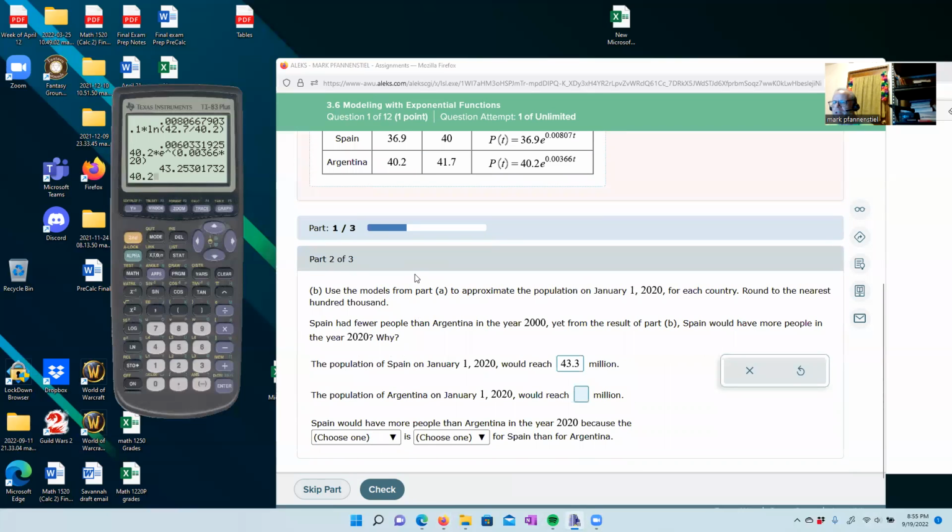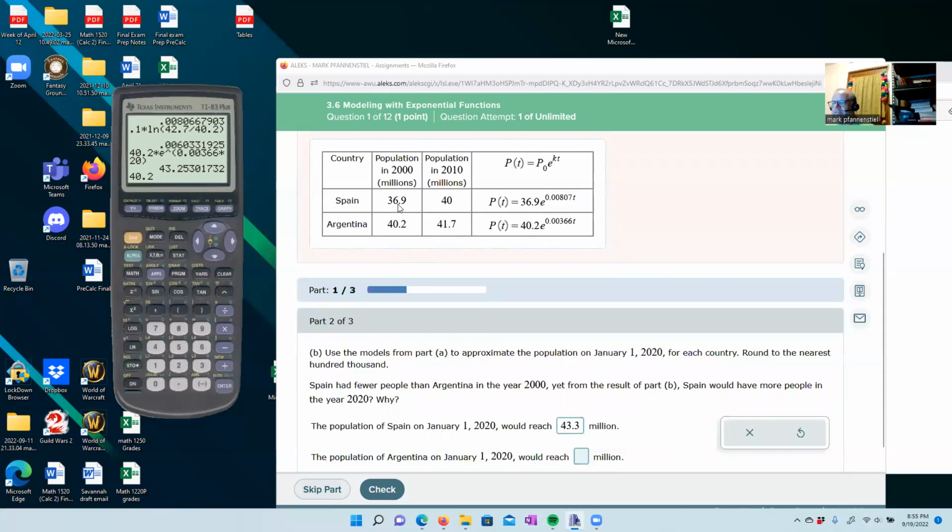I did it backwards, didn't I? I did do them backwards. I apologize. Let's go ahead and clear that out. Let's do it backwards. So 36.9, that's my initial population, times second function ln.